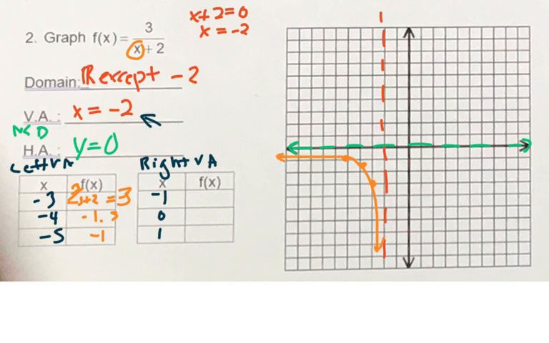Do the same thing with the right side. So plug those in. So we should get 3, 1.5, and 1. It won't always be the exact same or the negative versions of it, just like in the first one.